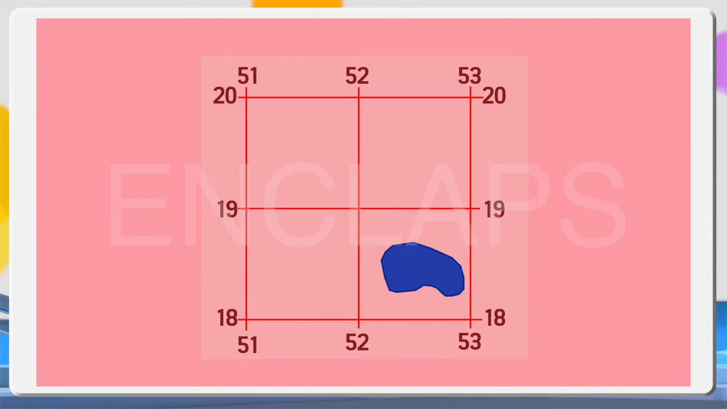In the 4-figure grid reference method, the value of the eastings to the immediate left of the feature, in this case 52, is to be written. Then the value of the northing just south of the feature, in this case 18, is to be written. Thus, the location of the lake as per the 4-figure grid reference will be 52, 18.